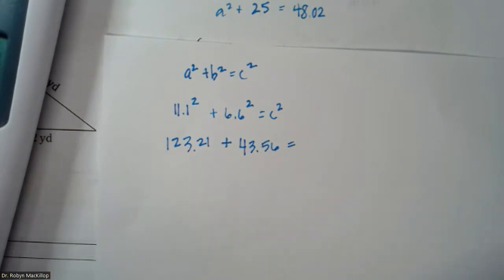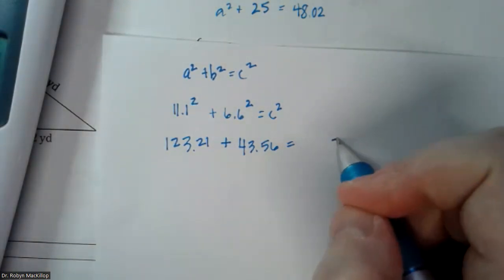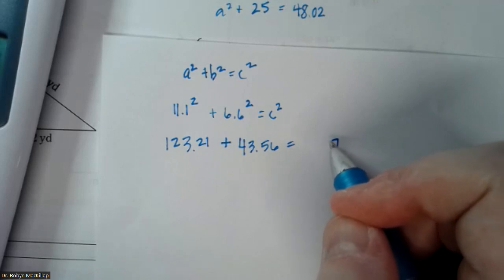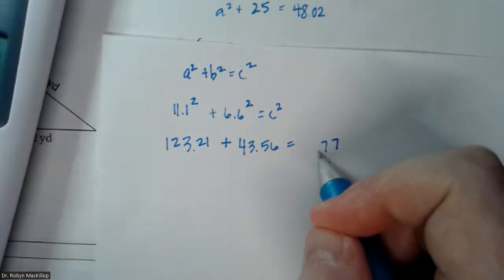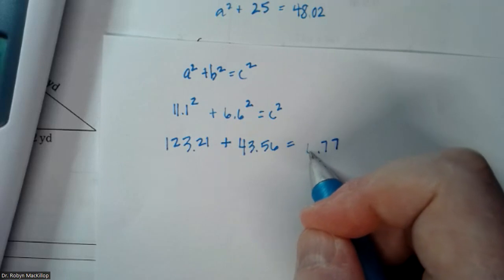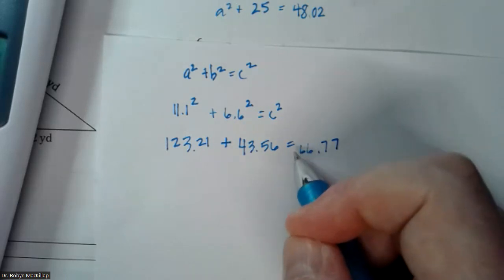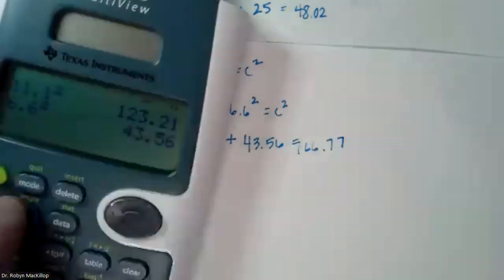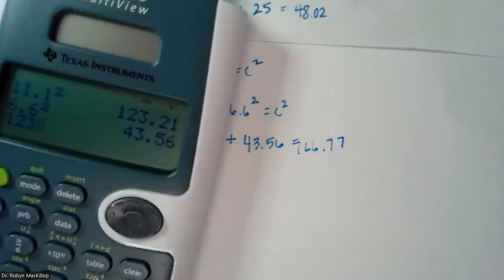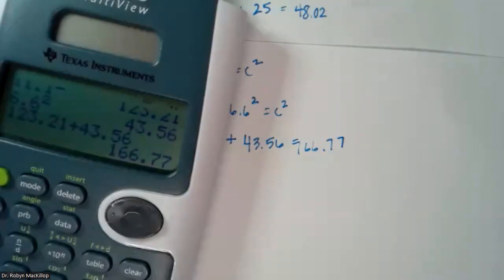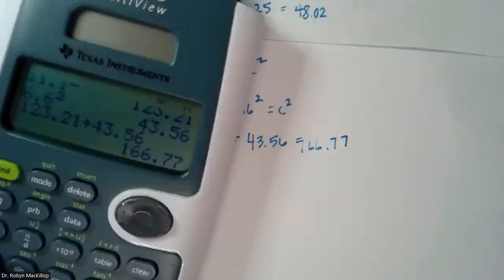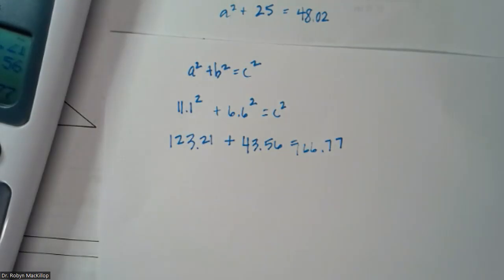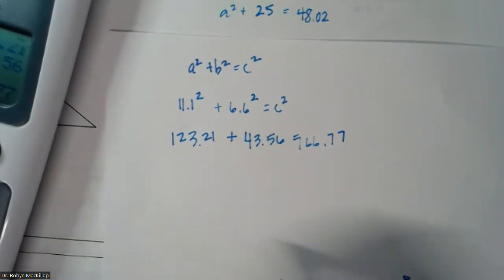Can I do that in my head? That's going to be 7, 5, 7, 3, 3 is 6, 6, 1. Did I do that right? 123.21 plus 43.56. Oh, yes, I did. Woohoo. Don't always do it in your head. Let your calculator do it. I've screwed things up when I've tried to do them in my head.